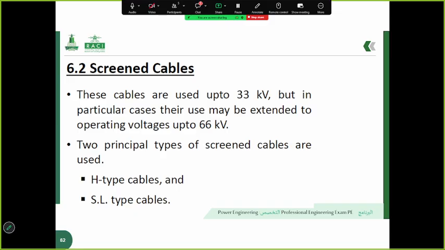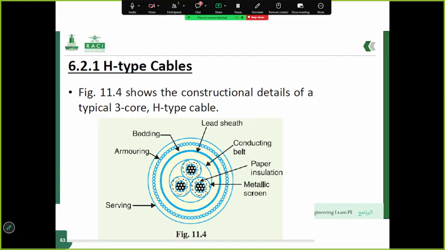Screen cables are a type of cable designed for a specific voltage range. They can be used for voltages up to 33 kilovolts, and there are two main types of screen cables: H-type cables and SL-type cables. Based on this slide, we will discuss the construction of typical H-type screen cables.